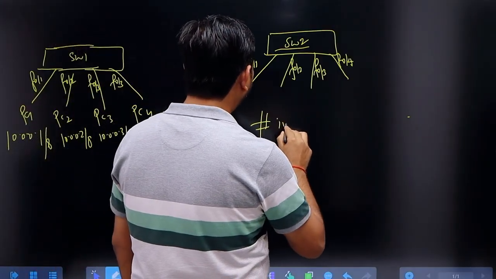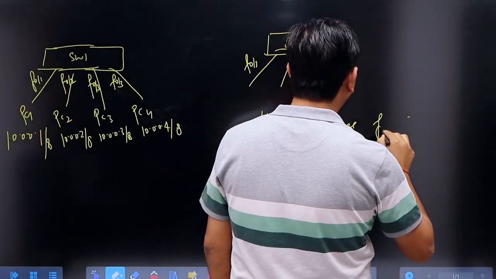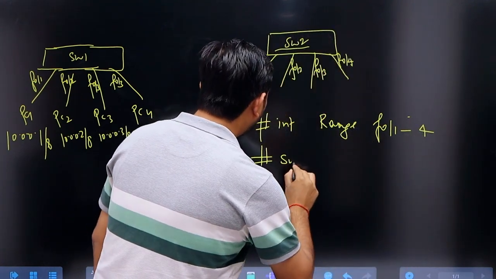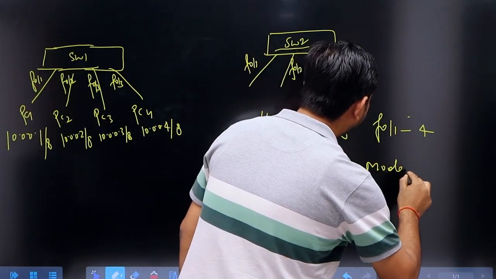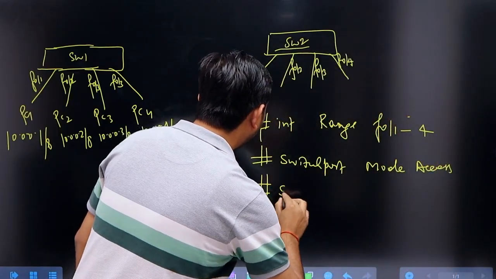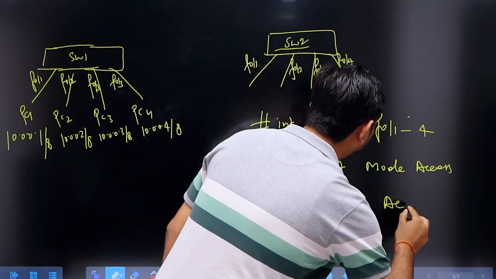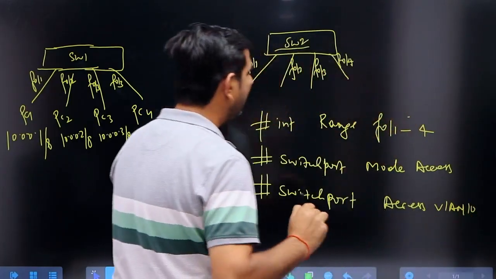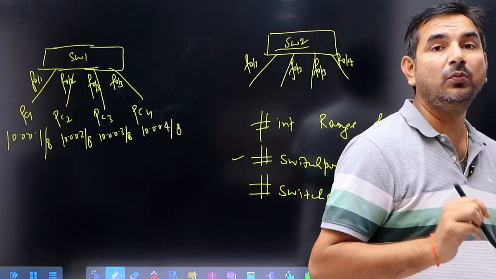Interface range F0/1 to 4, switchport mode access command, and switchport access VLAN 10. My first question, is this command mandatory to assign a port into VLAN number 10?